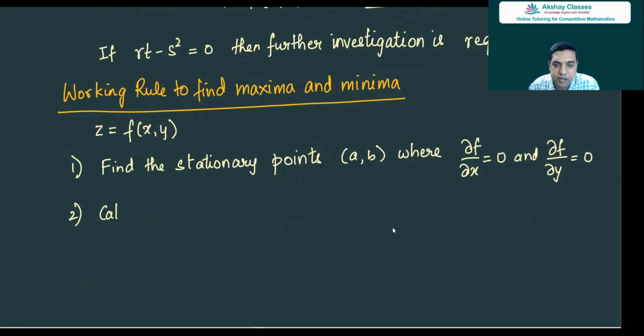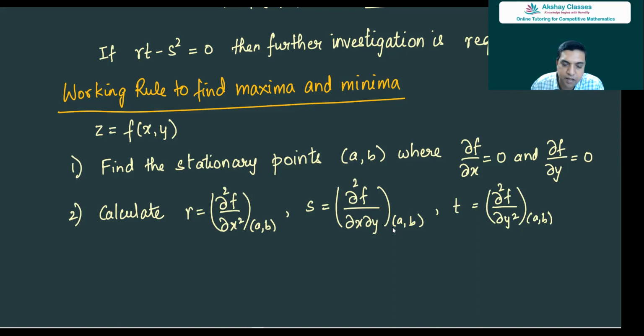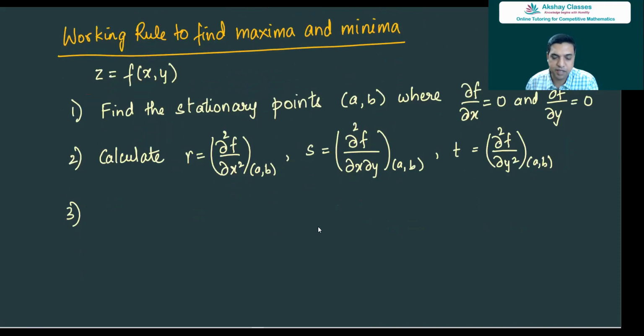Now calculate r is equal to dou square f by dou x square at a comma b, s is dou square f by dou x dou y at a comma b, and t is dou square f by dou y square at a comma b. So the third step, the second derivatives we evaluate.